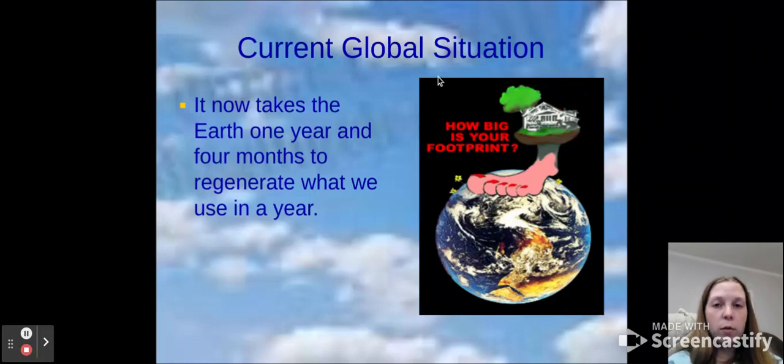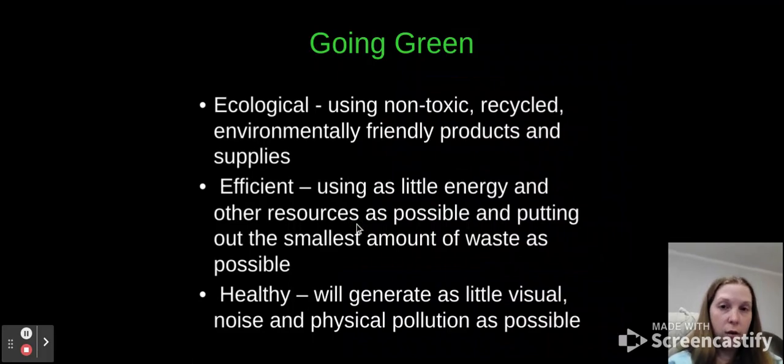And our current global situation, so now it takes the Earth 1 year and 4 months to regenerate what it uses in a year. So that's not good. And one way we try to fix this as humans is going green. So ecologically, this is using non-toxic, recycled, environmentally friendly products. We try to be efficient and use the least amount of energy and other resources as possible so that we can put out the least amount of waste. And then we try to be healthy and generate as little visual noise and physical pollution as possible.